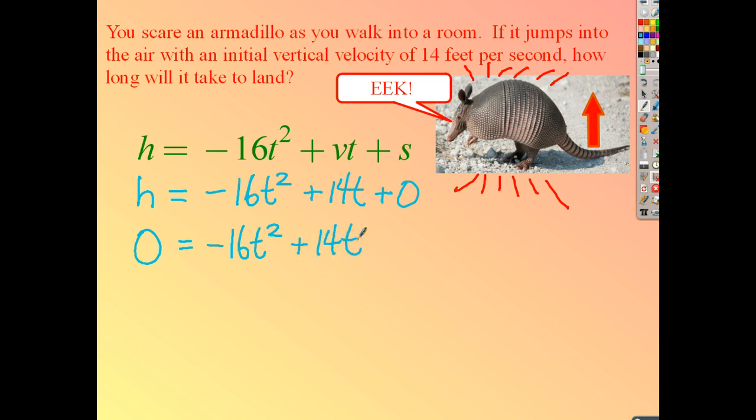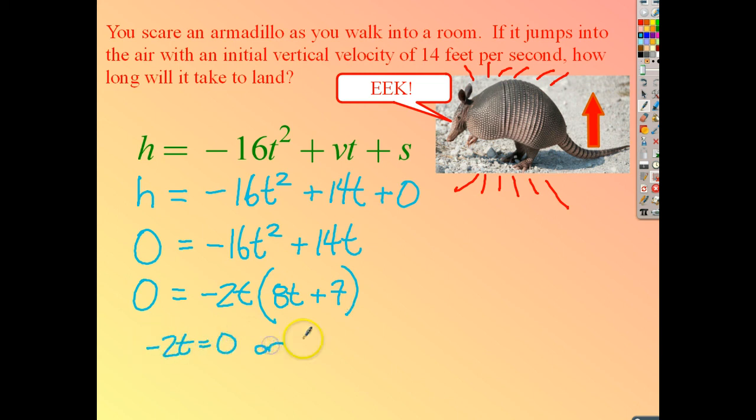Okay, and now what we can do is go ahead and factor our equation. So we're going to say 0 is equal to, and I'll go ahead and pull out a negative 2t from each of these. They're both even, and there's a t in both of them. So if I take out negative 2t here, then I'll end up with, let's see, 8t plus 7. All right? And now I can take each of these pieces, and so I can say that negative 2t is equal to 0, or I can say 8t plus 7 is equal to 0.